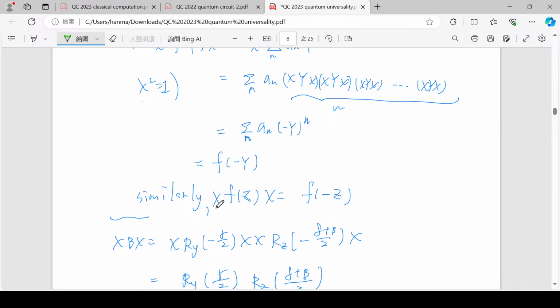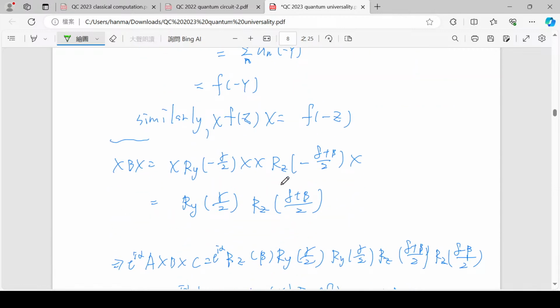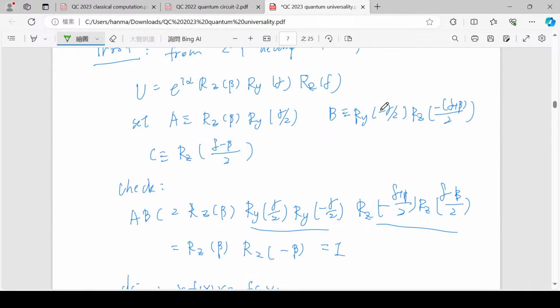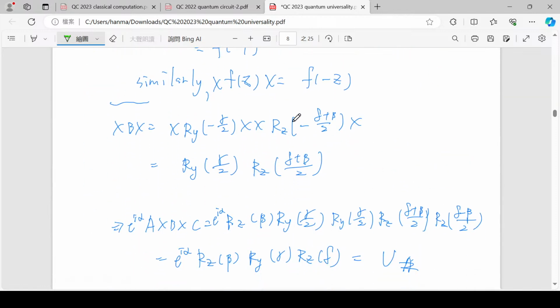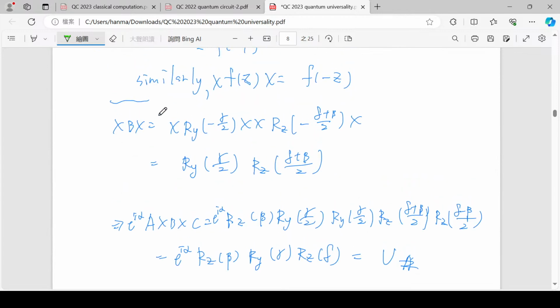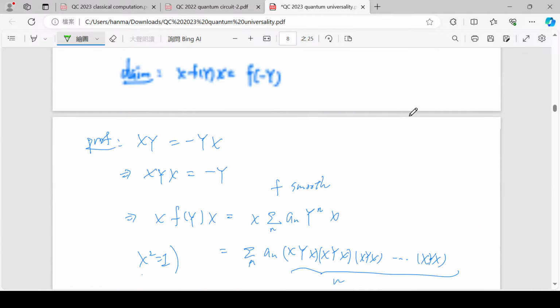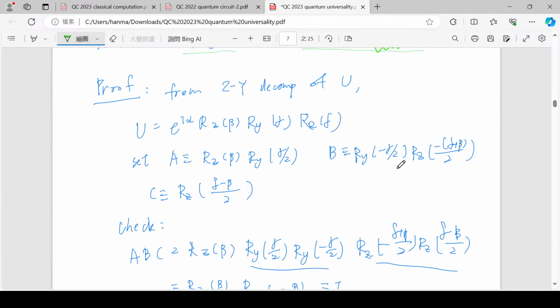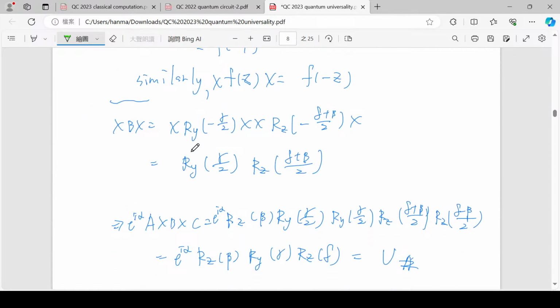And so that's f of minus Y. And similarly, if you sandwich f of Z with X, you get f of minus Z. So what happens when you sandwich the rotation of Y with some angle and the rotation of Z with some angle? Well, this is a function of sigma Y, and this is a function of sigma Z. And so for X B X, once again, you can insert the X squared between these RY and RZ, and you get X RY X, X RZ X.